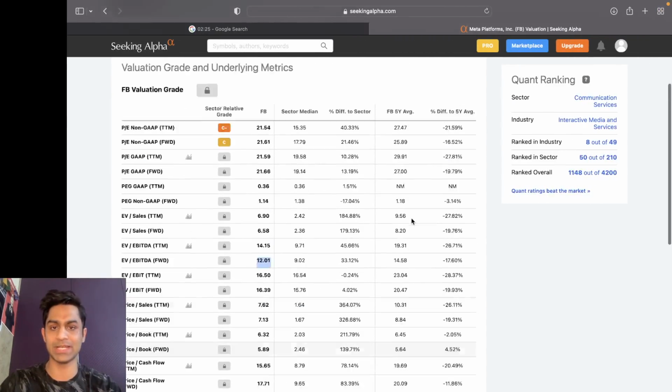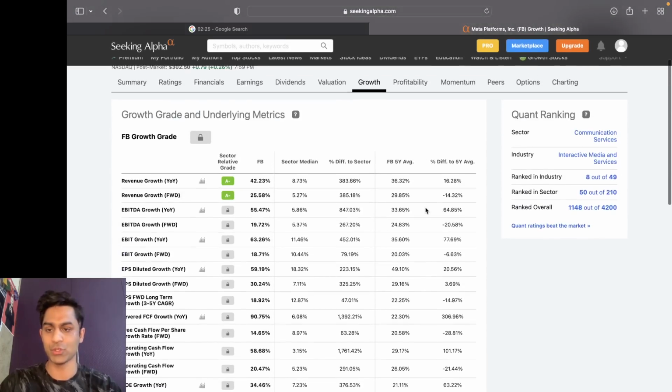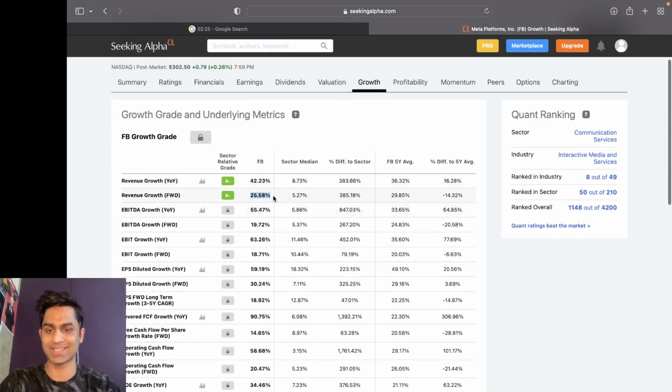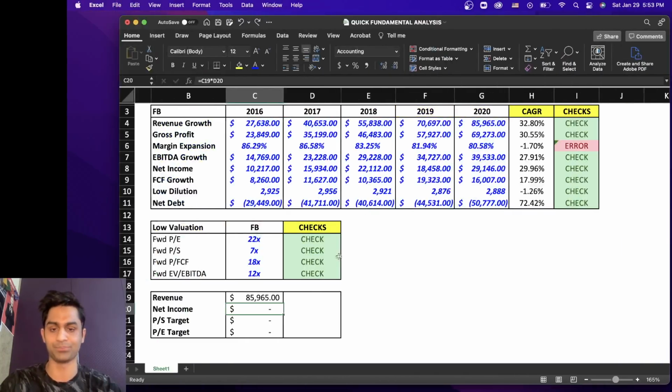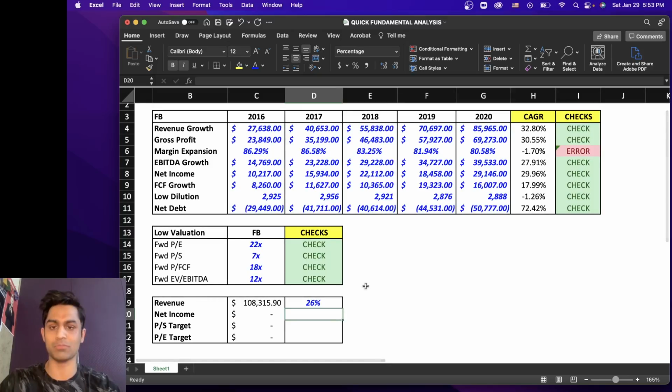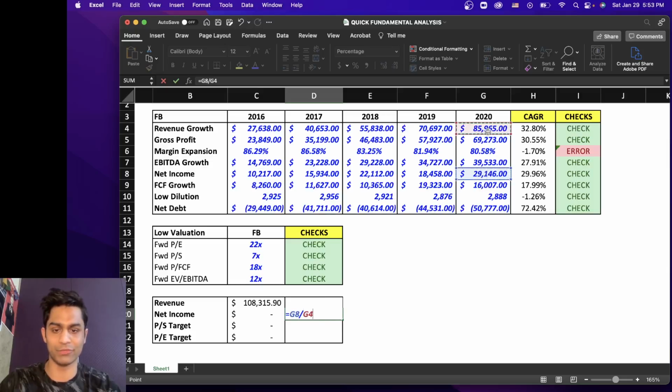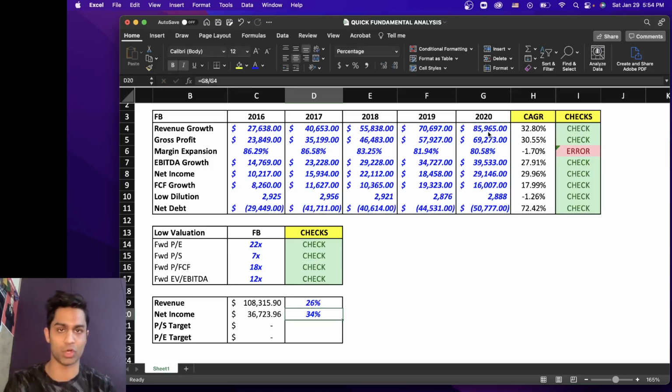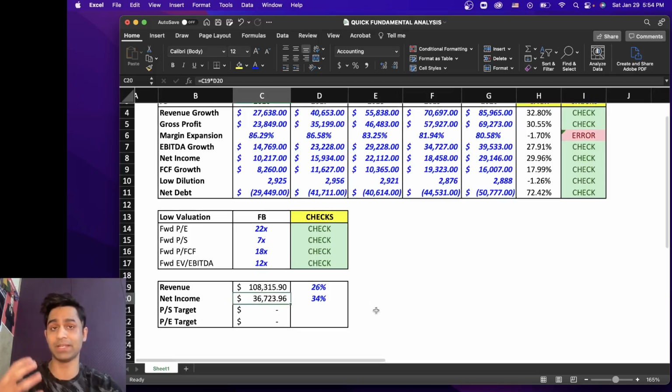So if you come over to Seeking Alpha again, if you come over to growth, you'll notice that the forward growth for Facebook sits at 25, almost 26%. So we're going to take 26% here. You'll notice the revenue jumps to $108 billion. And then you can take a look at the average multiple for Facebook, right? So the net income margin, you can simply take net income. So that's going to be 29 divided by the revenue. That's about a 34% margin, right? 34%, that gives you 36 billion in net income.